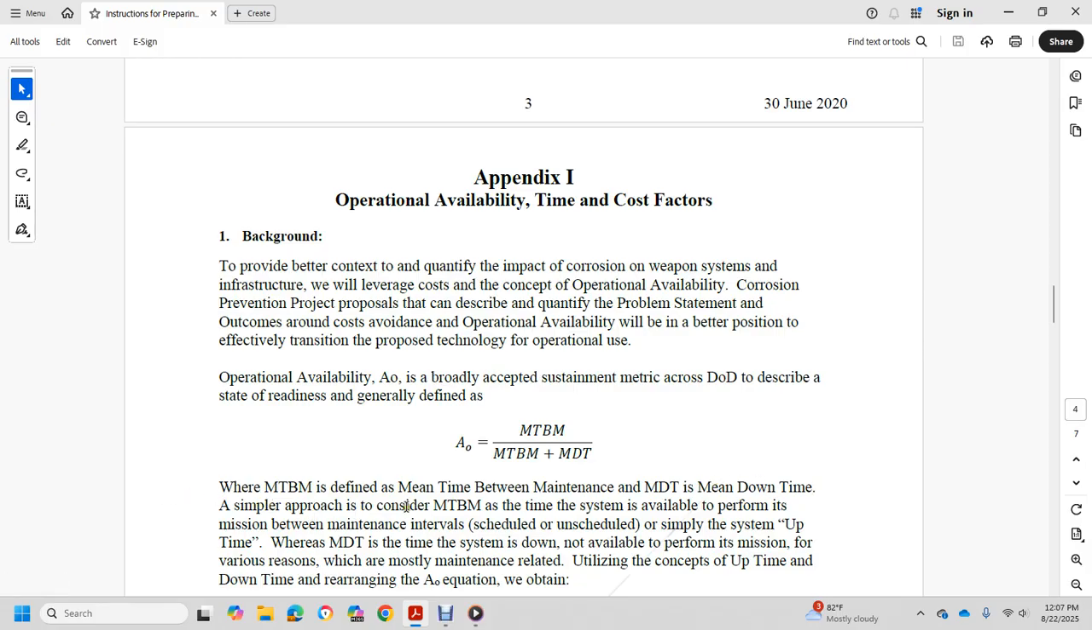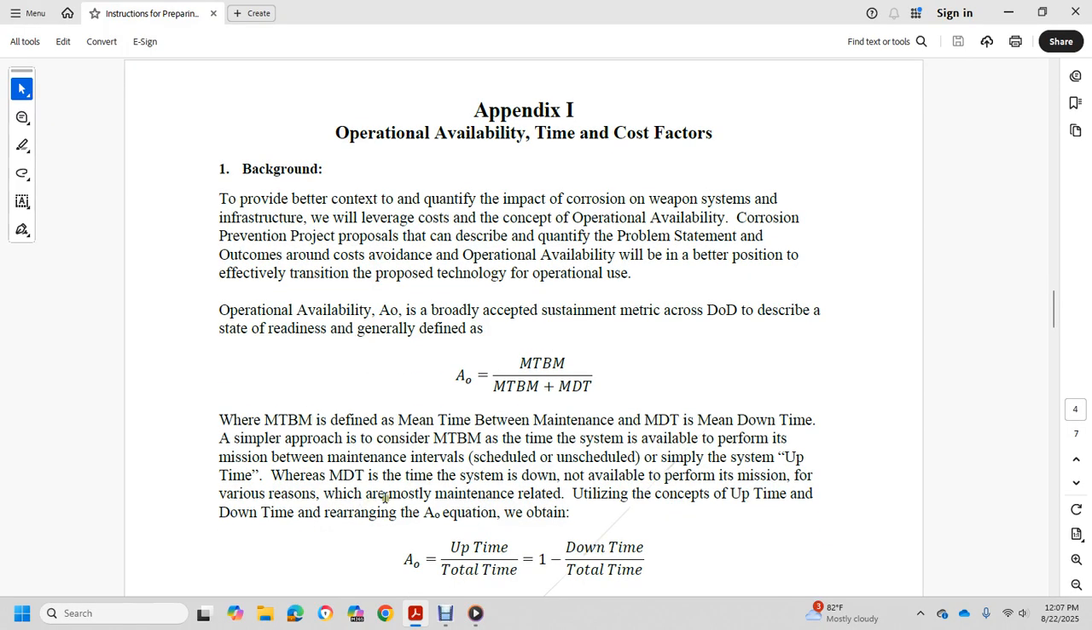A simple approach: the mean time between maintenance is the time the system is available to perform its mission between maintenance intervals, scheduled or unscheduled, that is, the system uptime. The mean downtime is the time the system is not available to perform its mission for various reasons, most likely maintenance related, utilizing the concept of uptime and downtime.